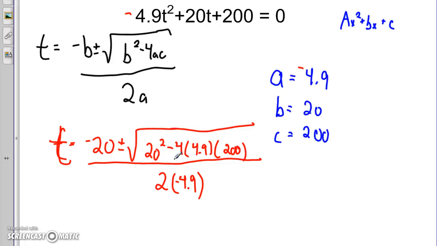Alright, I have my calculator. So here we go. First thing is 20 squared, which should be 400. Had to double check myself. So I'm going to start simplifying. Negative 20 plus or minus, we'll talk about plus or minus in a second, the square root of 20 squared, which is 400.